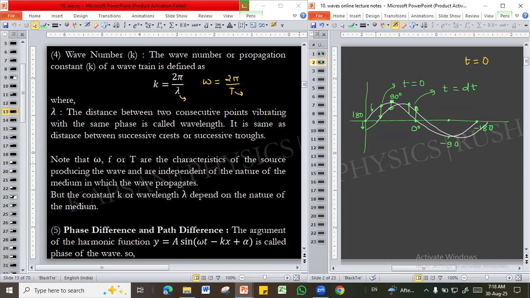After some time, you will observe that you will have a feeling that this wave has moved forward. Actually nothing has moved forward. Actually the particle has moved. This particle has moved downward, and these particles are moving upward. Clear? So this particle is at mean and going towards negative extreme, means its phase is actually 180. This is what you need to understand. Clear?